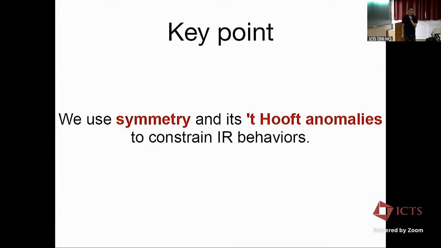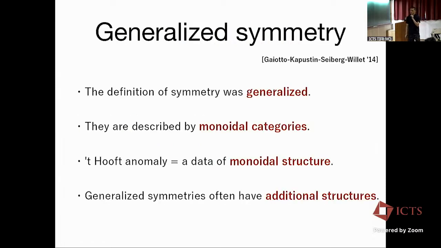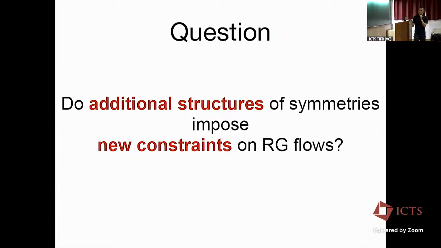And the key point in this analysis is that we use symmetry and its 't Hooft anomaly to constrain long-distance behaviors. However, the definition of symmetry was generalized in this paper, and the general symmetry is given by a monoidal category. Monoidal means you have a product. And in this categorical language, the 't Hooft anomaly is part of the data of this monoidal structure of the category. However, general symmetries often have additional structures. So the natural question I'd like to address in this talk is this one. Do the additional structures of symmetries impose new constraints on RG flows? So this is the question I'd like to address in this talk.